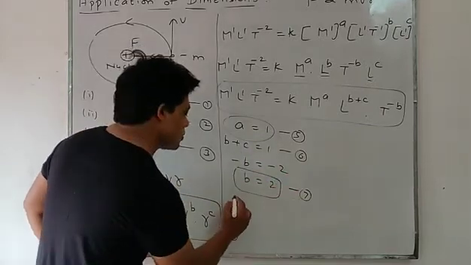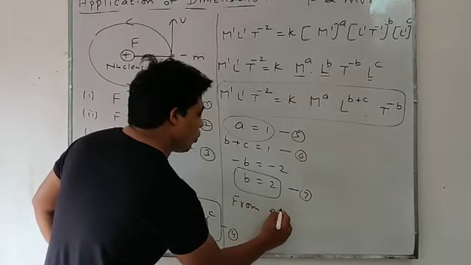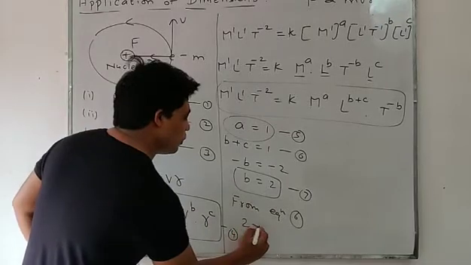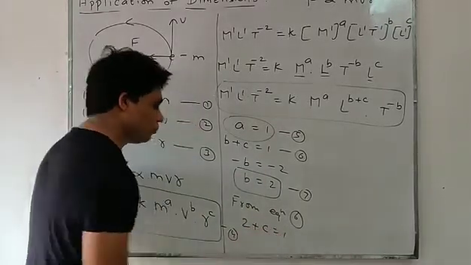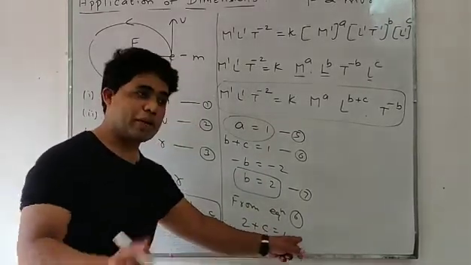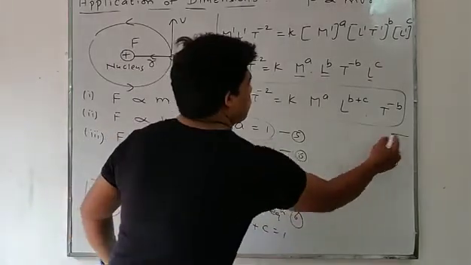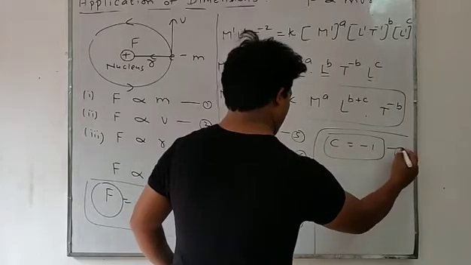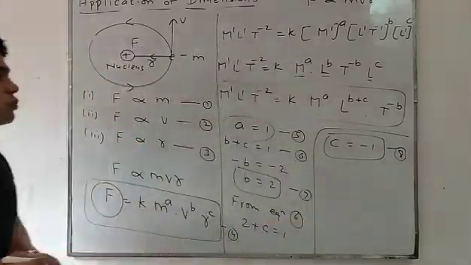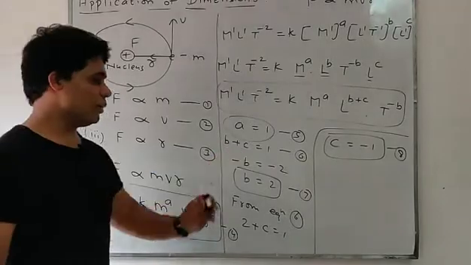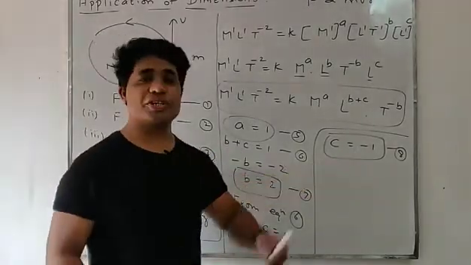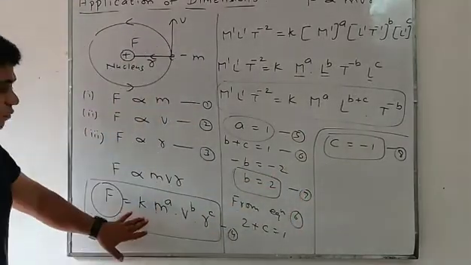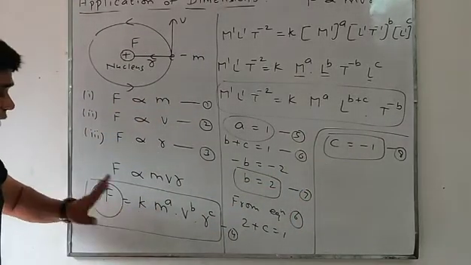So put in equation 6. From equation 6, put here, what is the value of B? That is 2. 2 plus C equals 1. Transfer 2 to that side. Minus 2. C equals minus 2 plus 1, minus 1. So we got C as minus 1. Equation 8. So we got A as 1, B as 2 and C as minus 1. We'll put all these values of A, B and C in equation number 4, in the beginning equation.